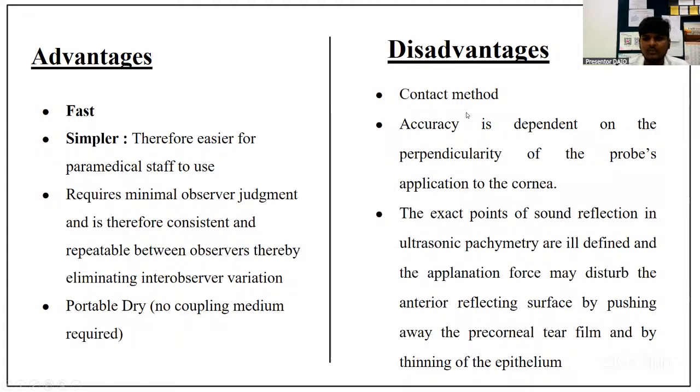The disadvantages are that it is a contact method. Accuracy is dependent on perpendicular application to the cornea. The exact point of the sound reflection in ultrasonic pachymetry is ill-defined. The application force may displace the anterior reflecting surface by pushing away the precorneal film and by thinning of the epithelium.